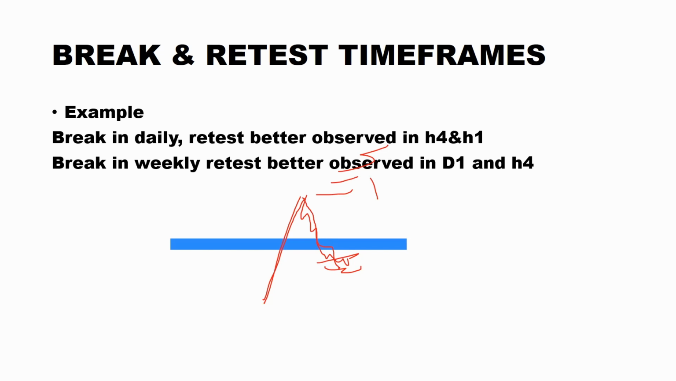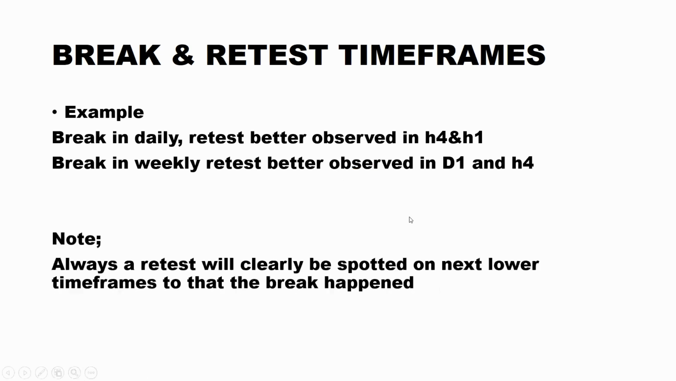We're together. So let's look at this NB that I've come up with here. Always, a retest will clearly be spotted on the next lower time frames to that of the break, where the break happened. If the break happened, let's say, in monthly, look for the retest in weekly. You'll spot it clearly in weekly and daily. If a breakout happened in minute 15, look for the weak retest in the lower time frames, minute 5, minute 1, right?